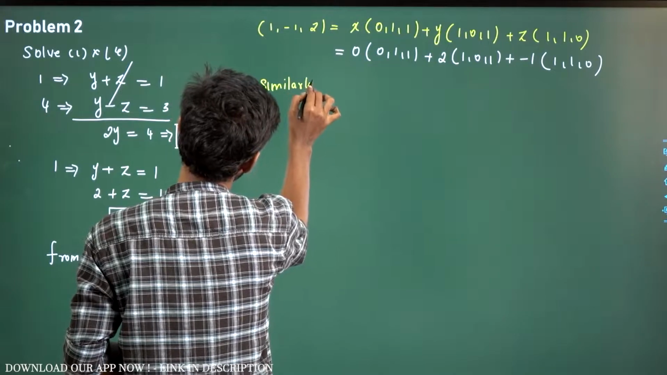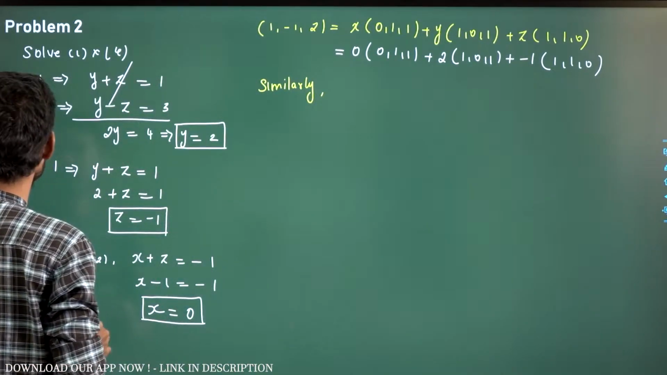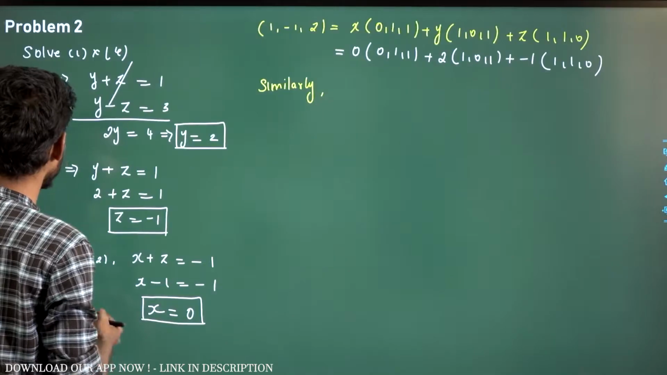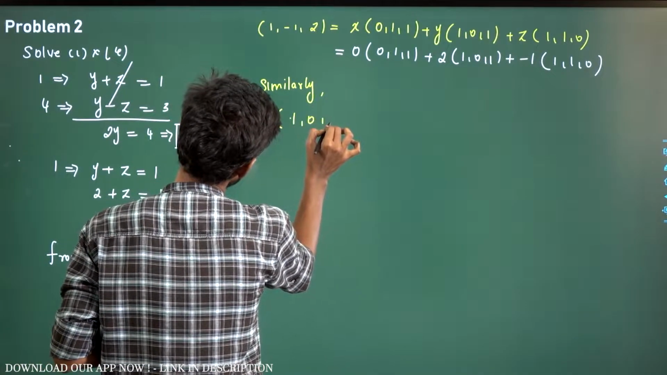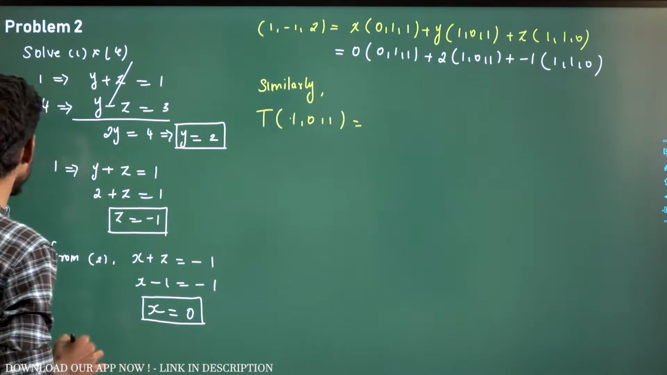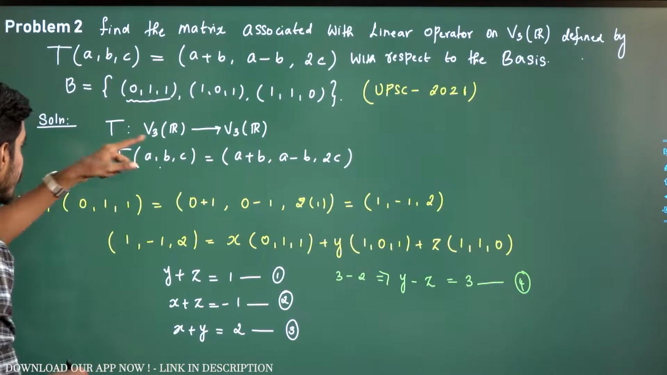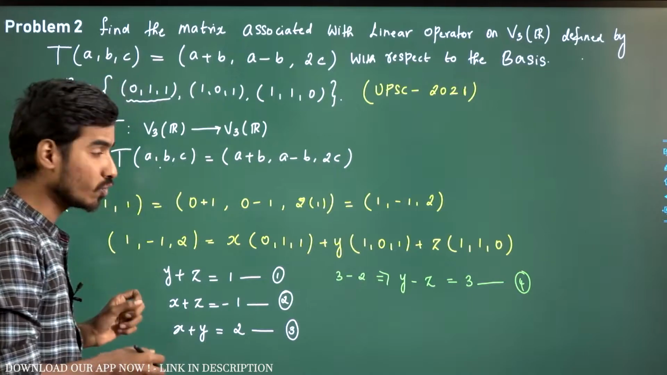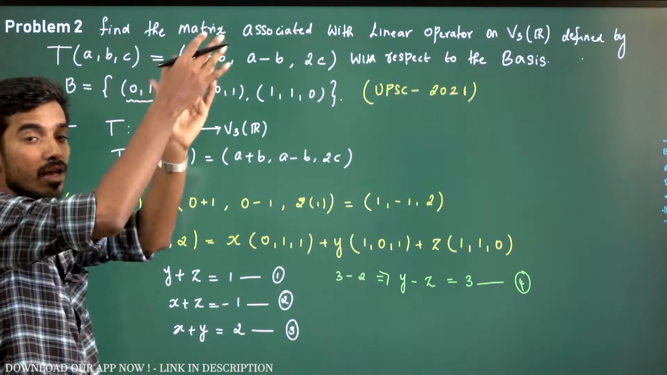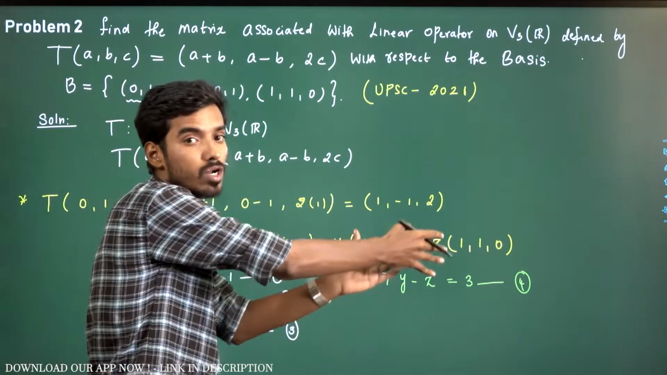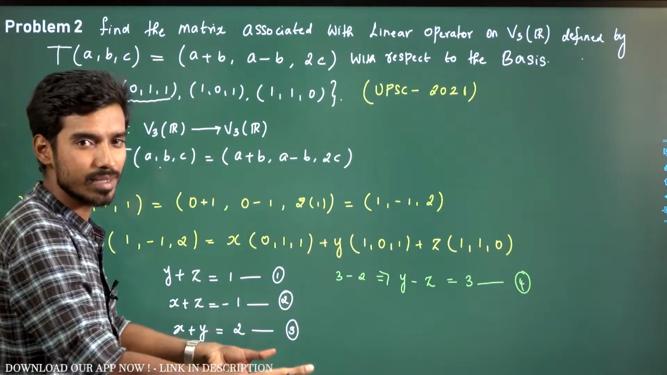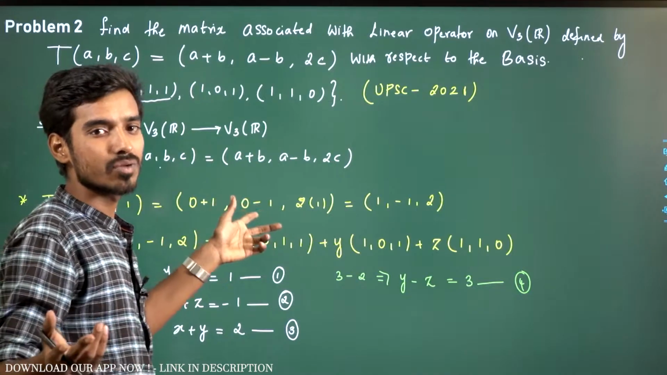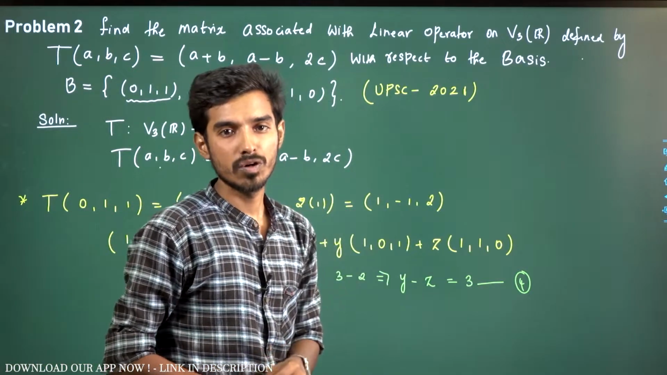Similarly, you just take the second element, 1 0 1. You just have to find the output vector of 1 0 1. What I did here was take the first element. Now you take the second element in the basis of the domain space, and you express it as a linear combination of the codomain space basis. Here both are the same, and they give only one basis, so I have taken both bases to be the same.